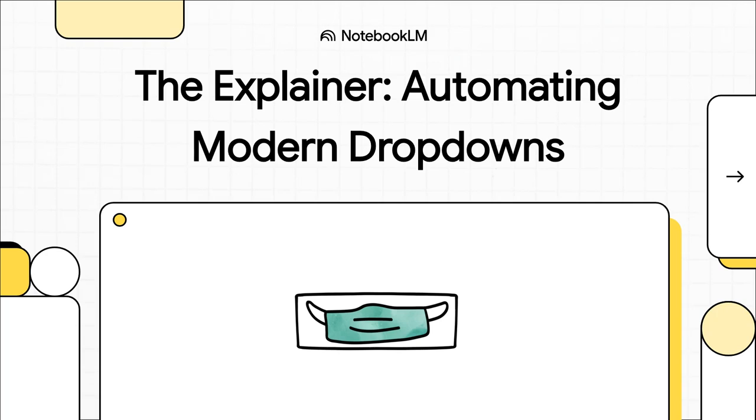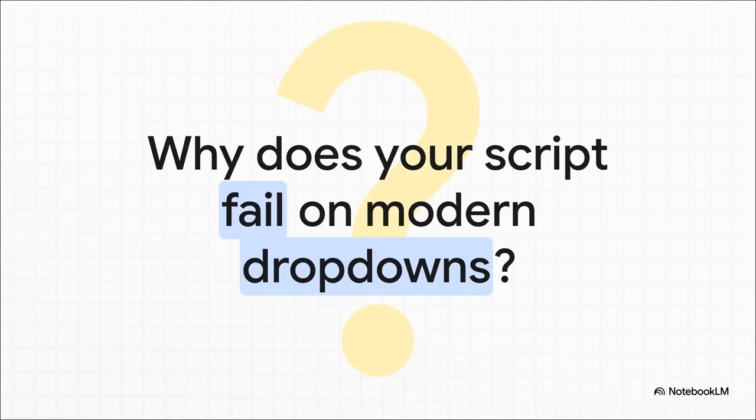Today we're diving into something that, let's be honest, drives every automation tester crazy. Those slick, modern, auto-suggest dropdowns that just love to break our scripts. You know the feeling, right? You write what seems like a perfectly good script. You hit run, and nope, it just fails. The script can't find the element, it can't click the option, and you're just staring at a big, fat error message. It's super common, but the reason why is actually way simpler than you think.